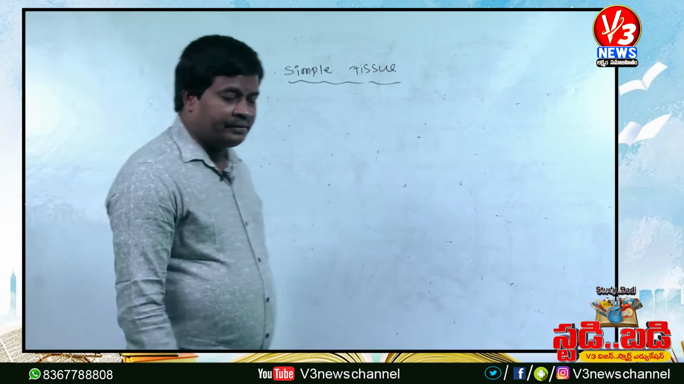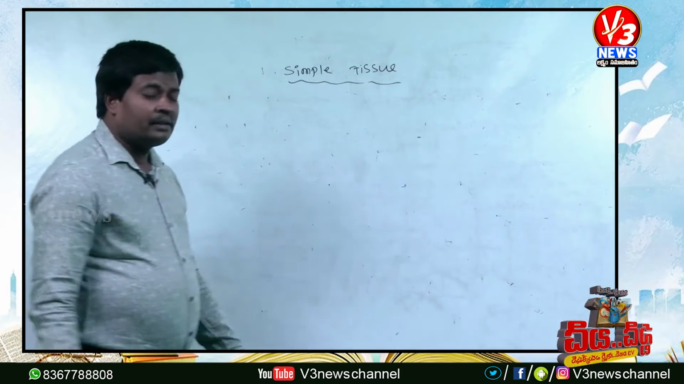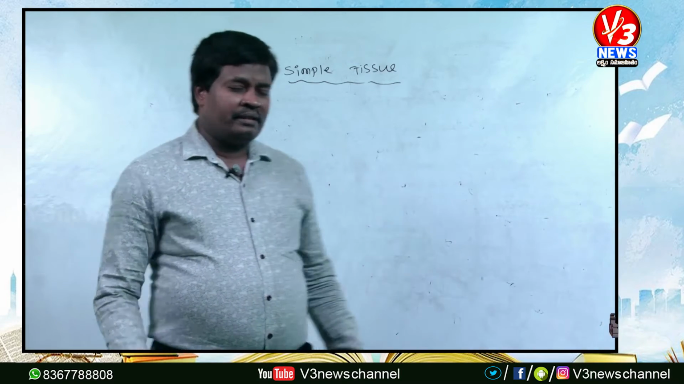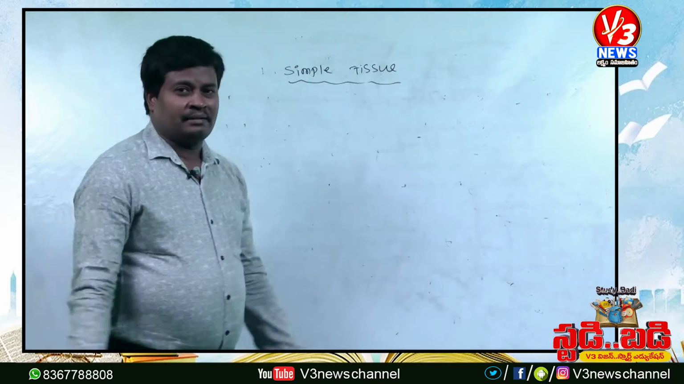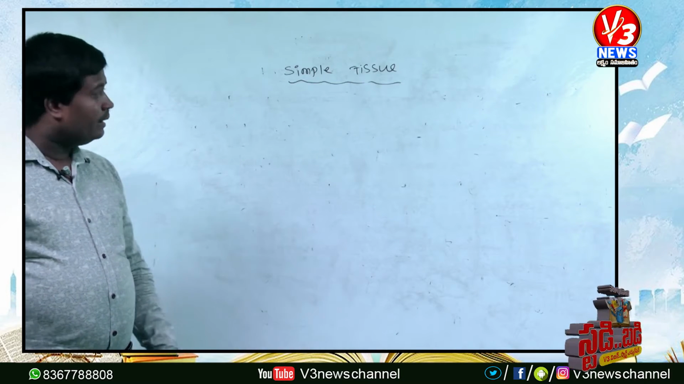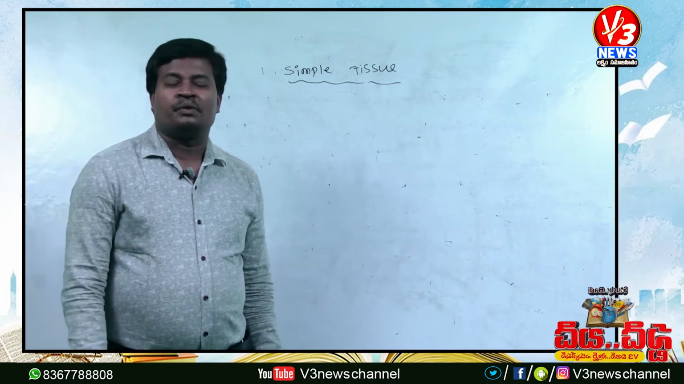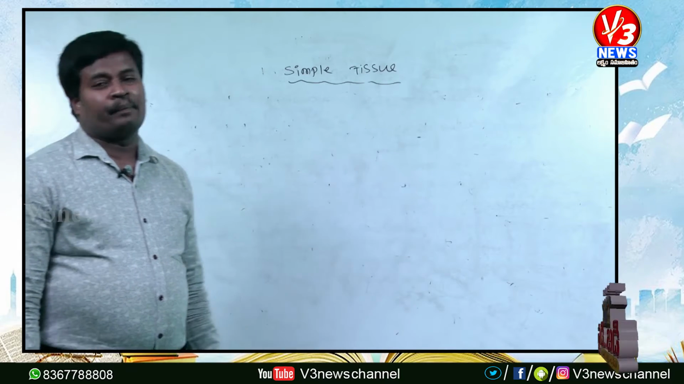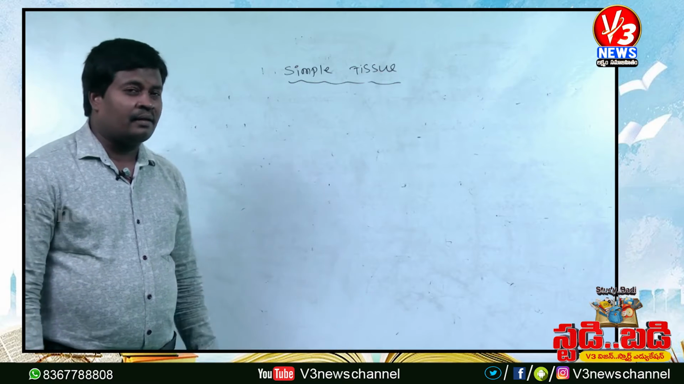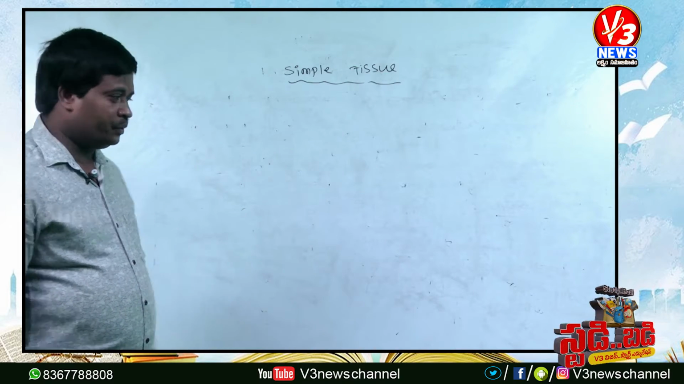Yesterday we discussed histology and anatomy of flowering plants. What is the definition of tissue? Who is the father of anatomy? What is histology? What is anatomy? How many types of tissues are there? Mainly there are two types of tissues: meristematic tissue and permanent tissue. But what is the difference between meristematic tissue and permanent tissue?